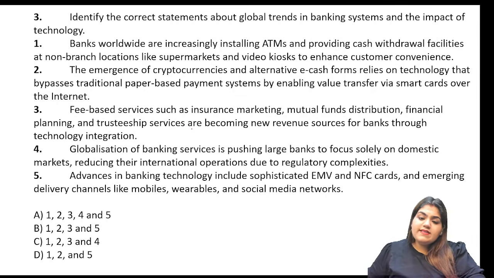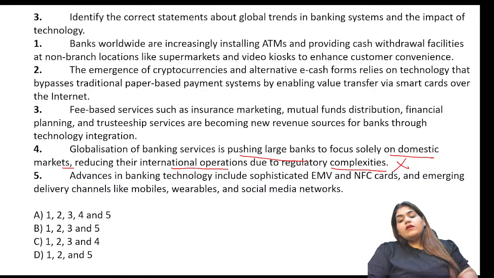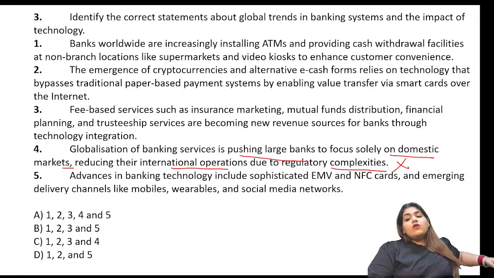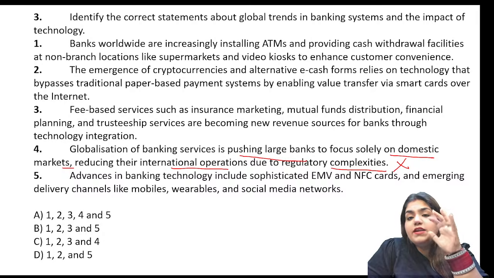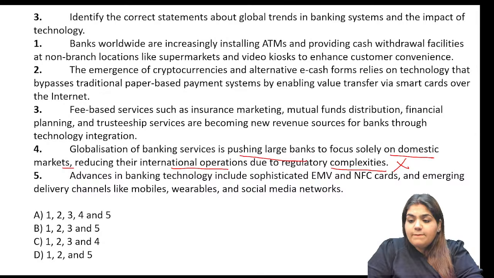See, globalization of the banking service is pushing large banks to focus solely on the domestic market, reducing their international operations due to regulatory complexity. This is incorrect. We are increasing our global nature. Global services are increasing because of the international operations. Statement number 4 is incorrect. Statement number 5 is correct. B is the correct answer.